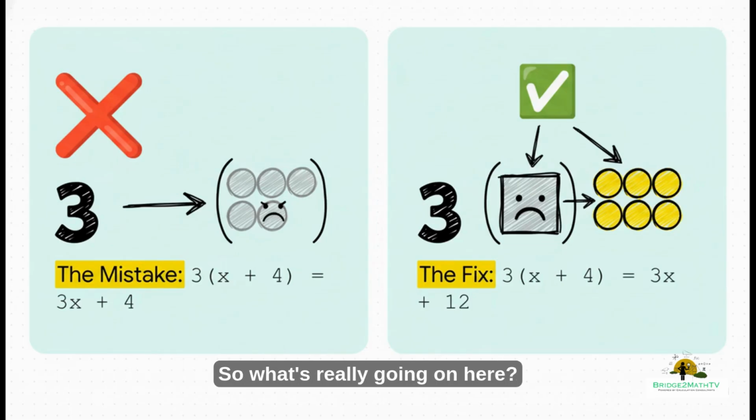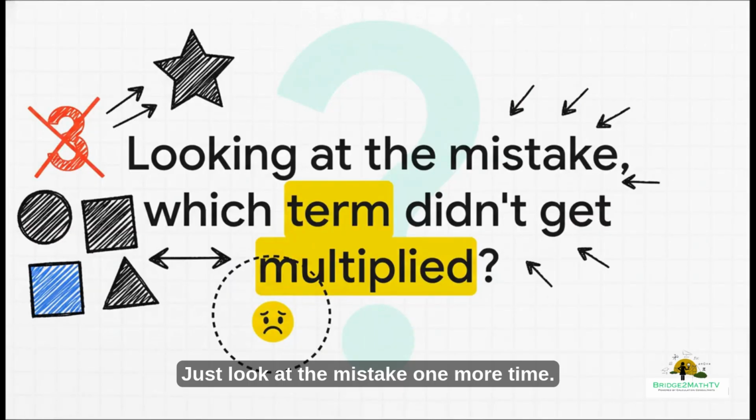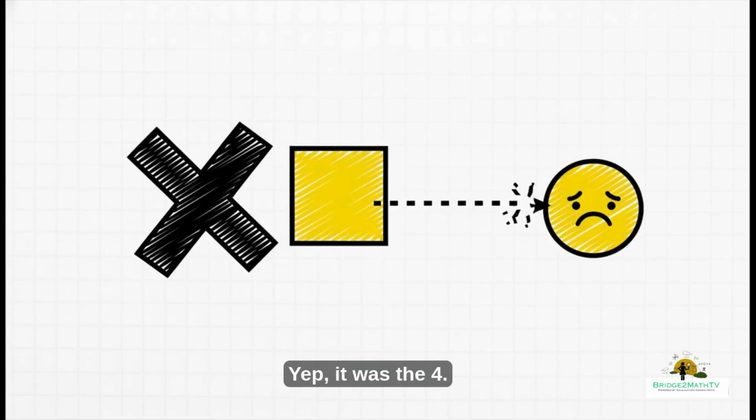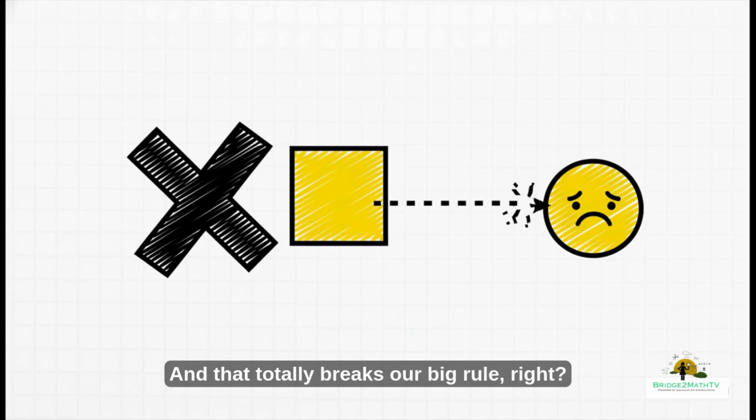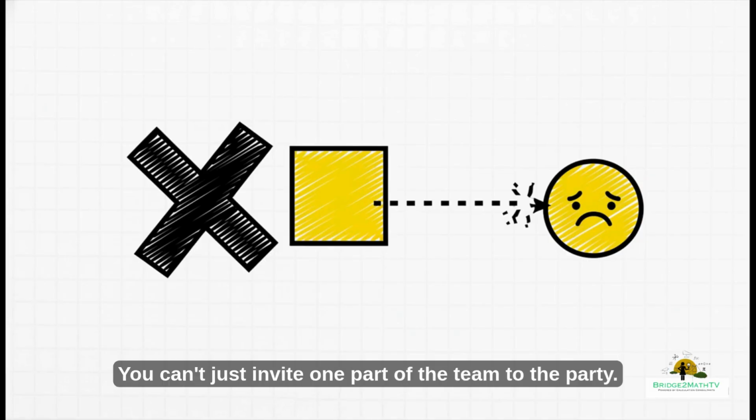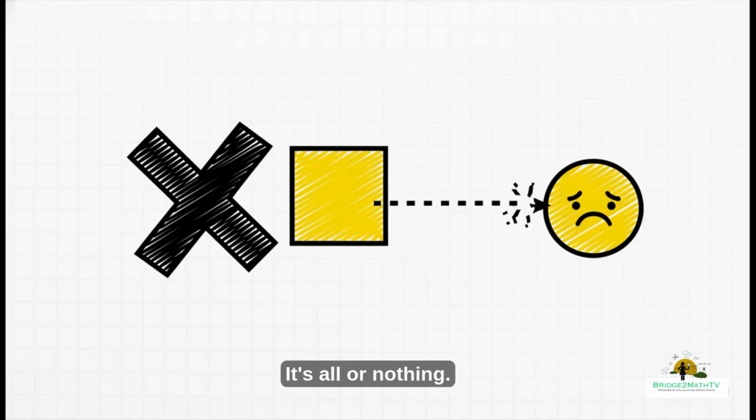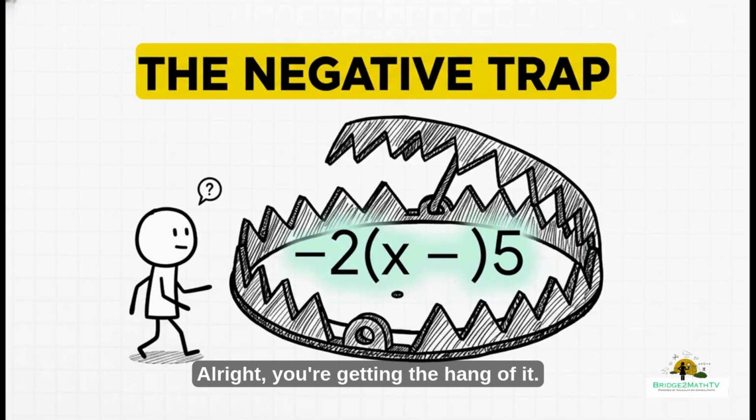So what's really going on here? Just look at the mistake one more time. Which part of the group got totally ignored? Which number didn't get multiplied by that 3? Yep, it was the 4. It just got left behind. And that totally breaks our big rule, right? Groups don't get split up. You can't just invite one part of the team to the party. It's all or nothing. All right, you're getting the hang of it.